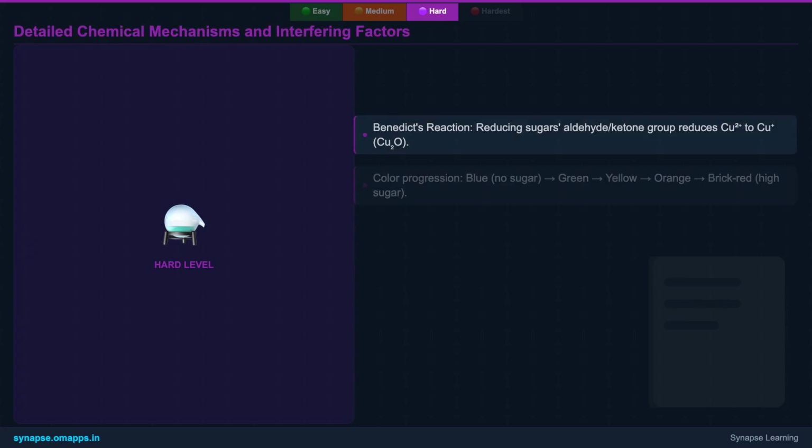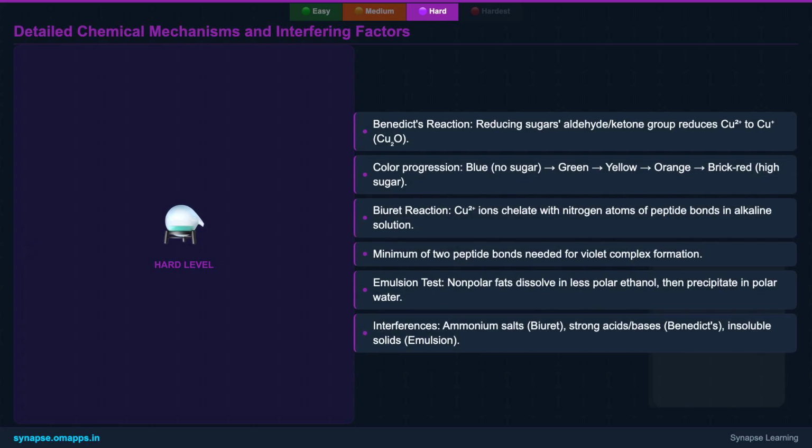Let's delve deeper into the chemical mechanisms. In the Benedict's reaction, the reducing sugars, under alkaline and heated conditions, essentially donate electrons to the blue copper(II) ions, reducing them to brick-red copper(I) oxide. The progression of color from green to red indicates increasing sugar concentration. For the Biuret test, the copper(II) ions form a unique chelate complex with the nitrogen atoms of the peptide bonds.